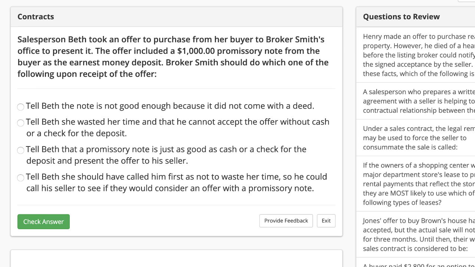Salesperson Beth took an offer to purchase from her buyer to broker Smith's office to present it. The offer included a $1,000 promissory note from the buyer as the earnest money deposit. Broker Smith should do which of the following upon receipt of the offer? Is it A, tell Beth the note is not good enough because it did not come with a deed? B, tell Beth she wasted her time and that he cannot accept the offer without cash or a check for the deposit? C, tell Beth that a promissory note is just as good as cash or a check for the deposit and present the offer to his seller? Or D, tell Beth she should have called him first as not to waste her time, so he could call his seller to see if they would consider an offer with a promissory note.